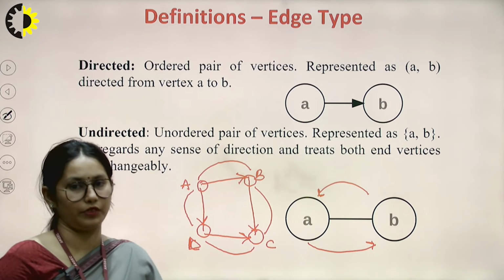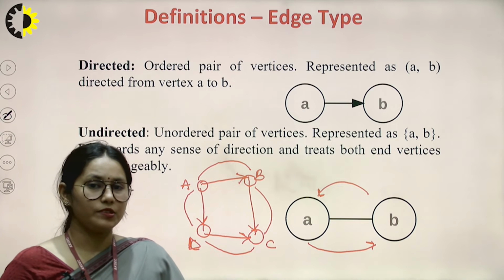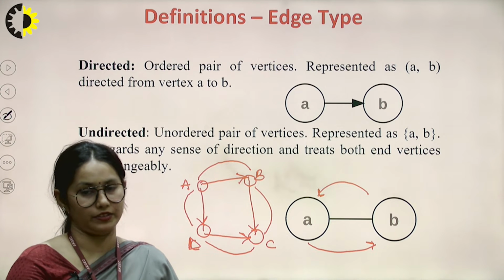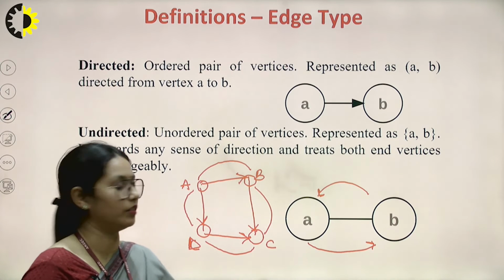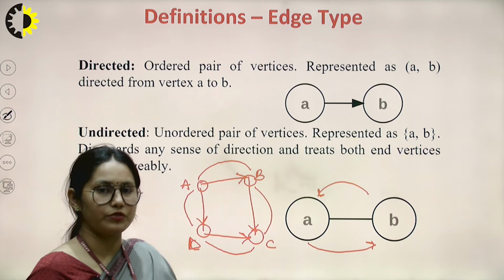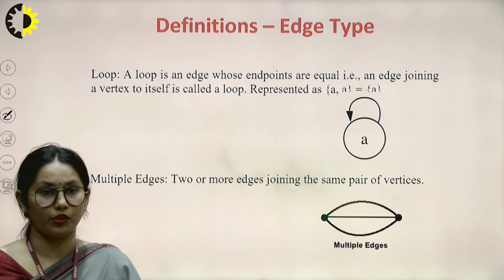Whatever the way you want to traverse, it will be treated as both ends. The direction can be treated as, or can be traversed from, both directions. So that is your undirected word.